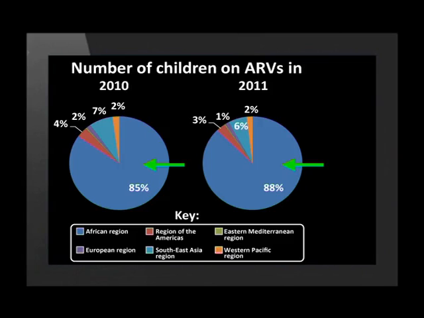Let's use these pie charts to answer some questions. Firstly, let's determine which part of the world receives the largest amount of ARVs. The African region is represented with the biggest slice in both graphs. This shows that the children in this area received the most ARVs.